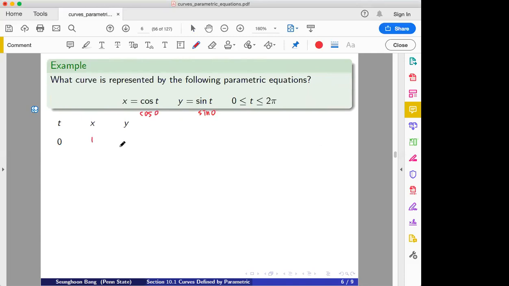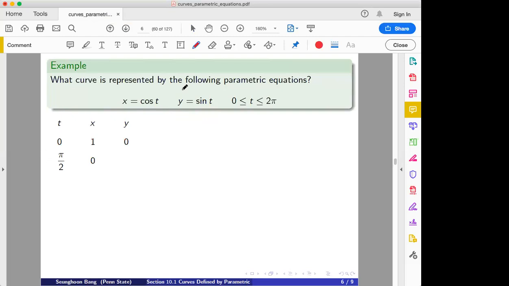The sine of 0 is 0. So we have 1, 0. The next is pi over 2. You plug pi over 2 into cosine. What's the cosine of pi over 2? You're right. What's the sine of pi over 2?